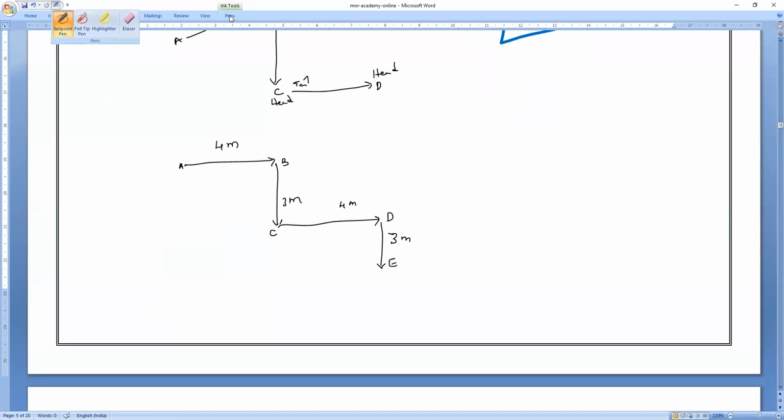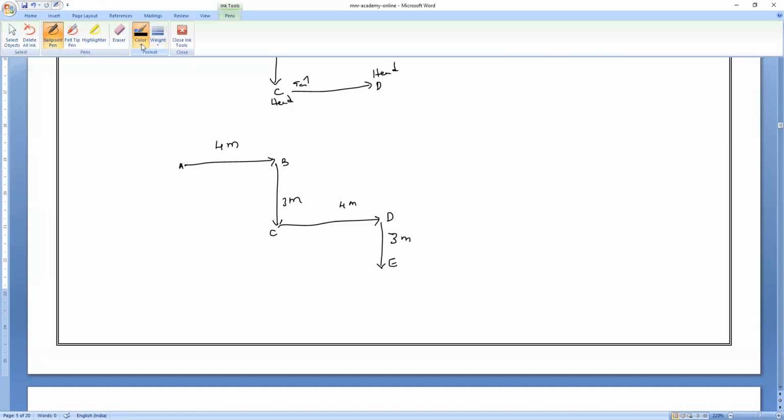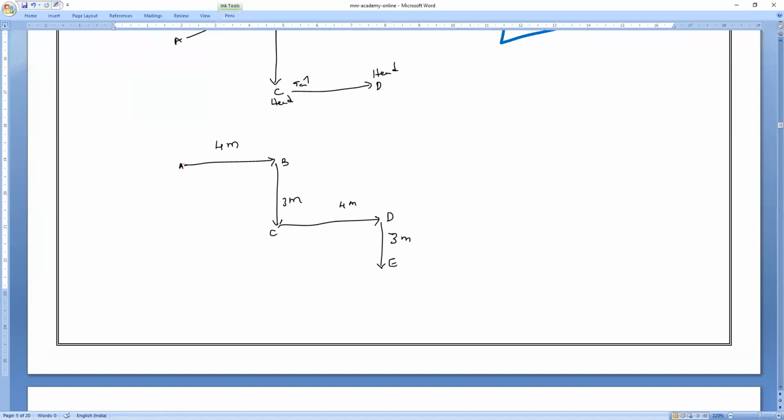If you want the displacement, what should we do? A to E: we have to join the first vector's tail and the last vector's head. Yes, head. So if I join the first vector's tail and the last vector's head, it may touch or may not touch, it doesn't matter for us. So I'll draw a straight line. You can see, okay. That is actually the displacement. Understanding?